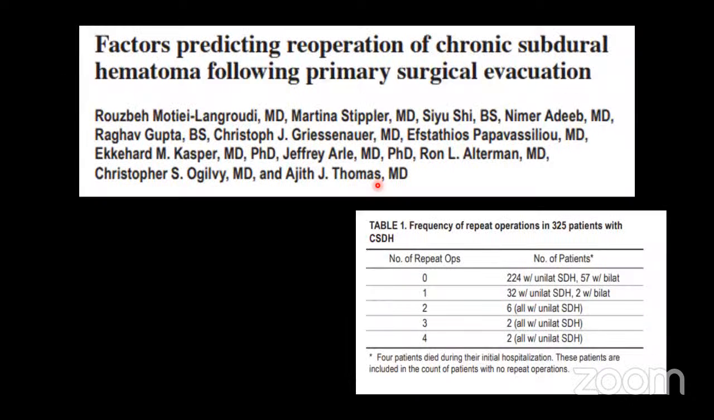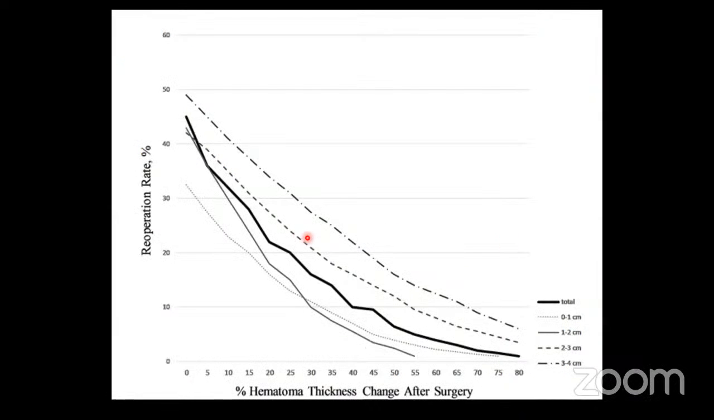So what are the incidences? See here, in 325 patients, for 224 patients there is no repeat surgery. For 32 patients, a single repeat surgery. 6 patients twice, and 2 patients thrice. 2 patients had 4 resurgeries. So among 325 patients, only 224 had complete resolution. The rest of the patients had repeated surgeries.